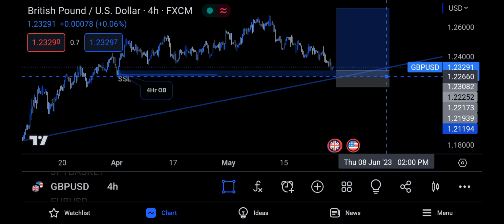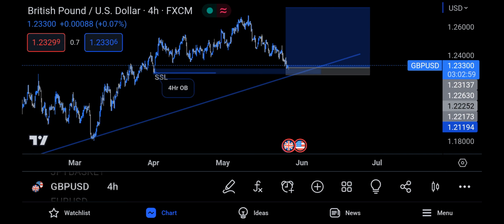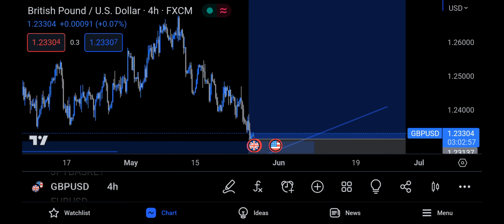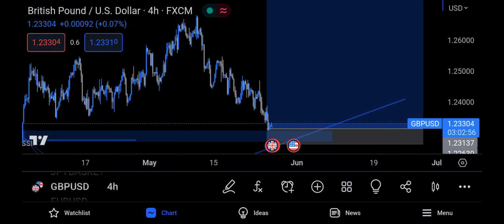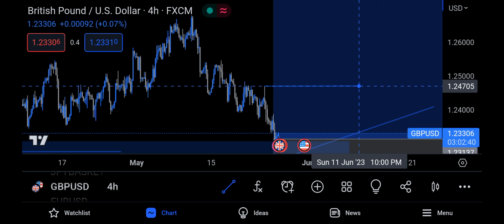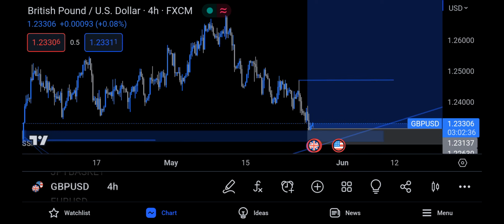So this is my analysis on GBPUSD, and these are the possible areas that we should be expecting our TPs. First, we have a buy side liquidity here. We have a buy side liquidity which is around 1.24700. Yes, we have a liquidity there.